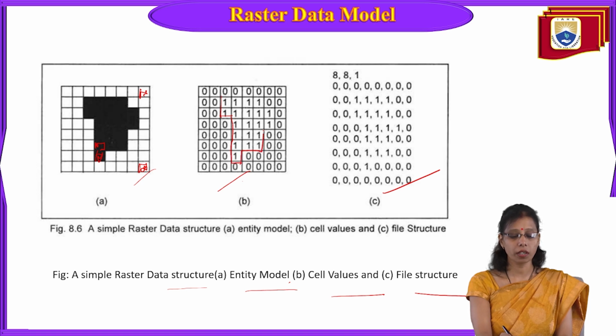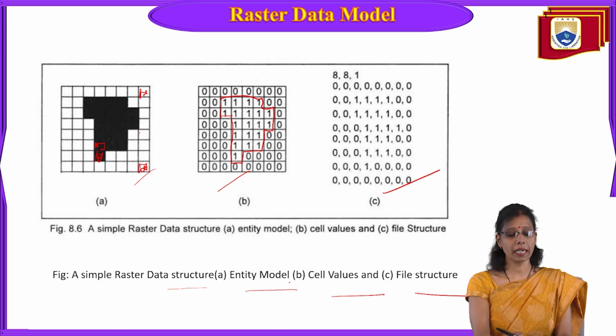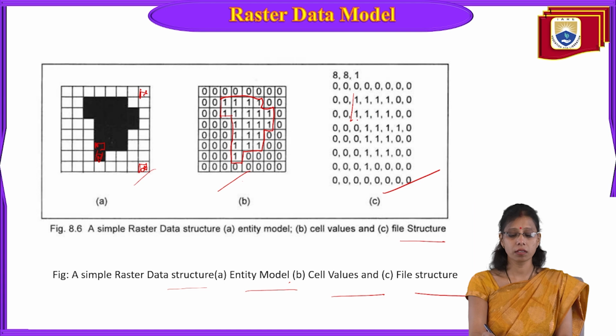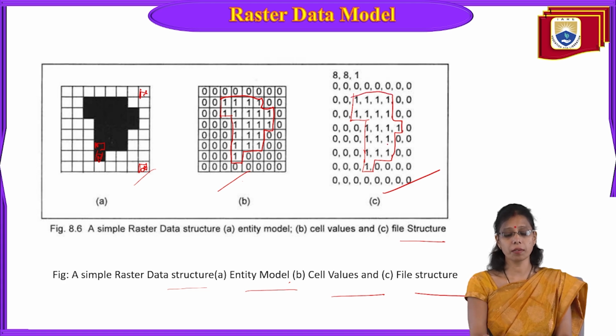I think this is what it is showing, from here to here, like this, and it is covered here. So the same entity model is shown in the form of numbers. This we can say is cell values, and here is the file structure. You can see one value here. This is the value. You can see the same thing represented as an entity model, the colored one, and the other one in the form of numbers.